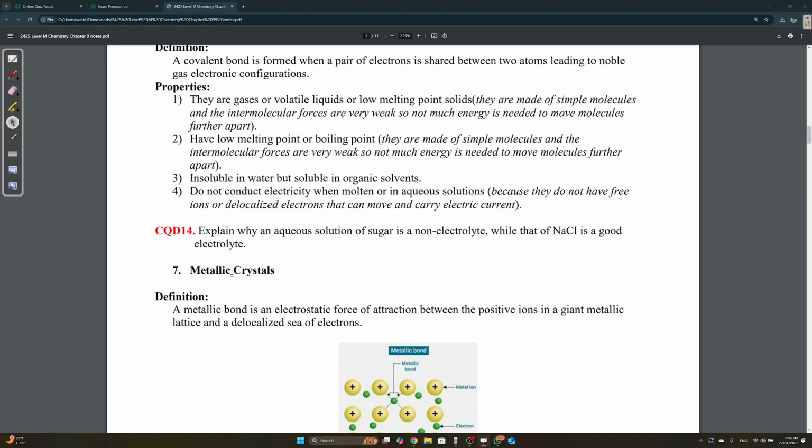Insoluble in water but soluble in organic solvents. Covalent crystals do not conduct electricity, right? Why? Because they have no free electrons.